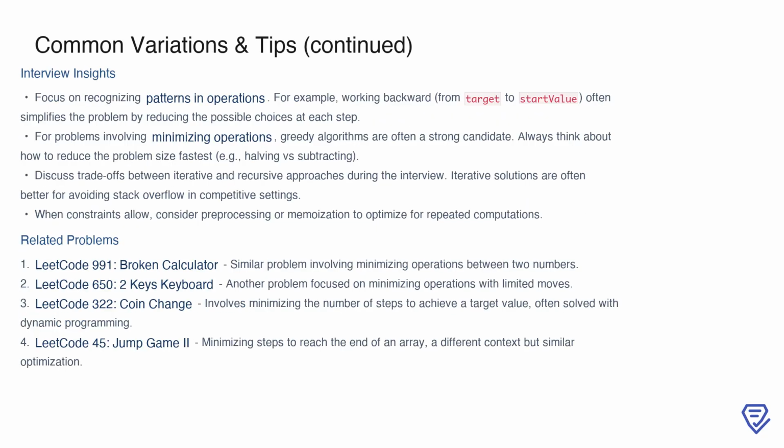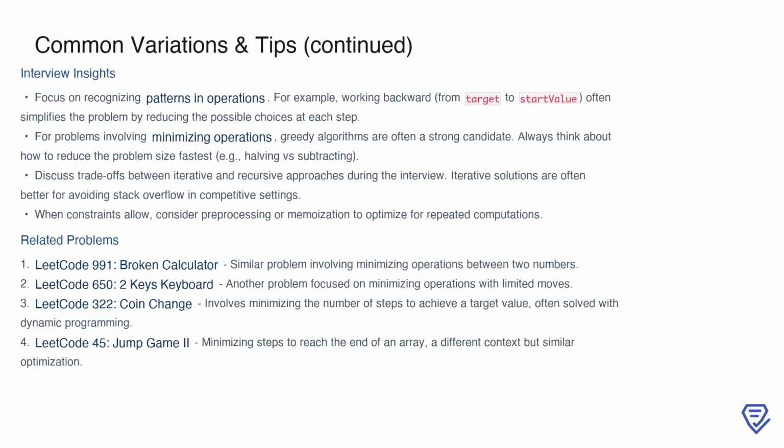Now, let's focus on insights that are especially useful during interviews. Recognizing patterns in the operations is key. For instance, working backward from target to start value often simplifies the problem by narrowing down the choices at each step. Problems that involve minimizing operations frequently lend themselves to greedy algorithms. The goal is to reduce the problem size as quickly as possible. Halving is typically faster than subtracting, so prioritize it when you can.